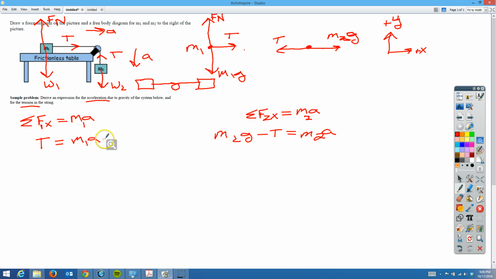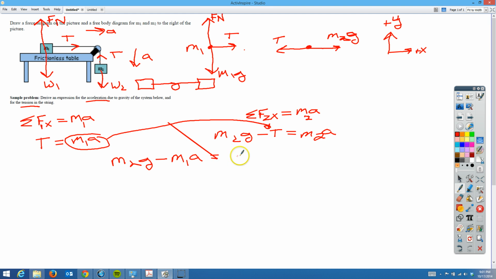Let's take the T, which is equal to m1a, and substitute it in for this T. So we're going to say m2g minus, now remember we said that m1a is equal to tension, so we're just plugging it into this equation, minus m1a is equal to m2a. Now let's put everything on one side. So m2g is equal to m1a plus m2a.